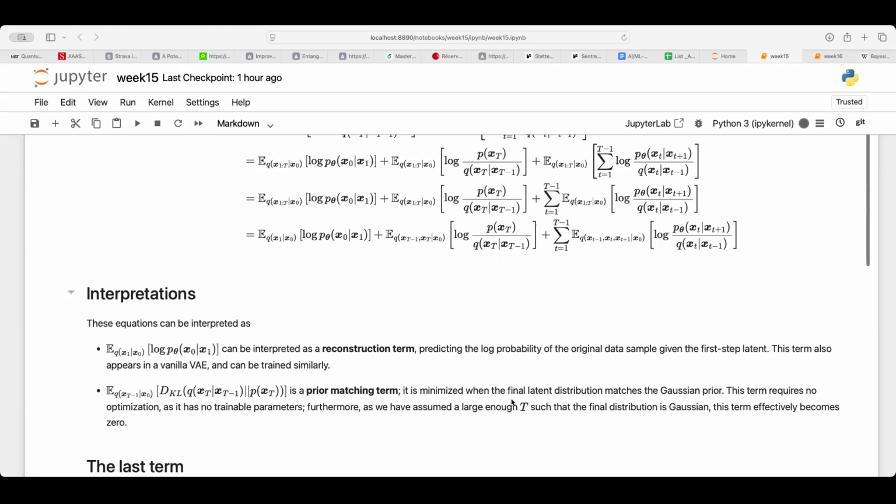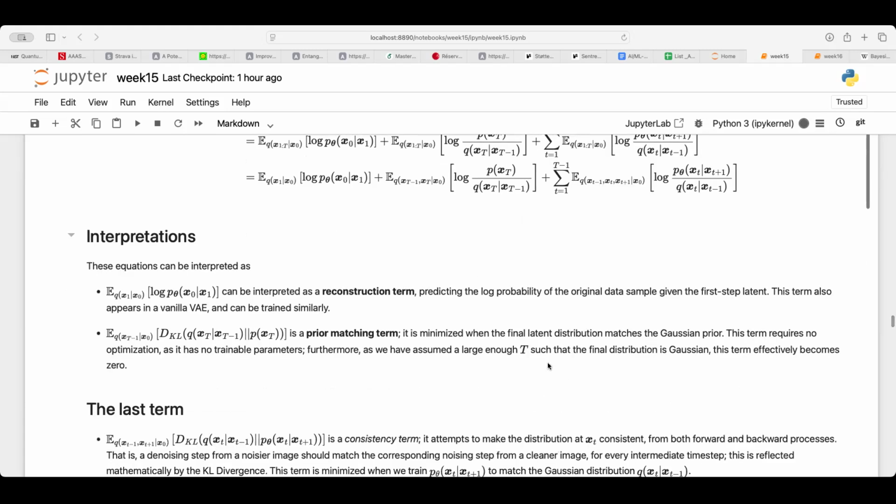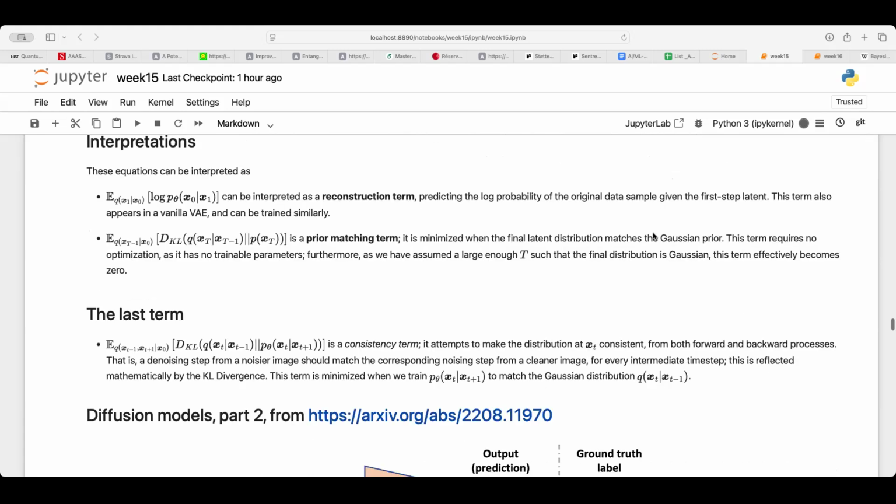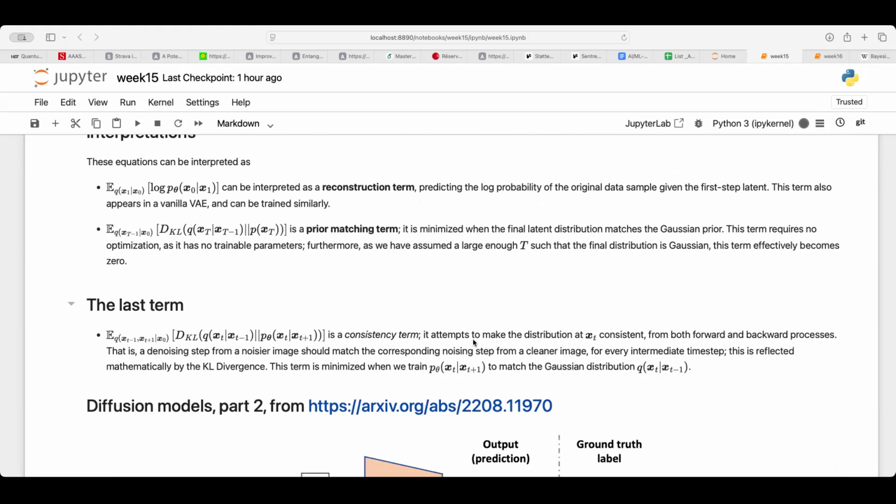So this is normally minimized so that when the final latent distribution matches the Gaussian prior, this term often doesn't require an optimization, and it has no trainable parameters. And if you assume that you split this in many, many small steps, then the final distribution is going to be a Gaussian, and this term becomes effectively equal to 0. So where you actually spend most of your cycles is in the last term, which is called a consistency term. It attempts to make the distribution at xt consistent from both forward and backward processes.